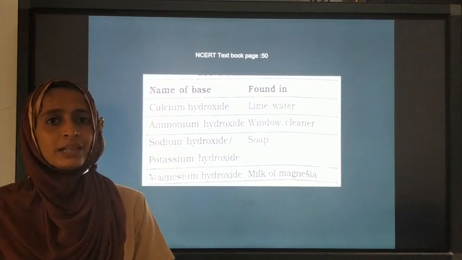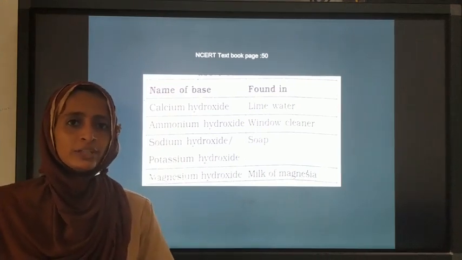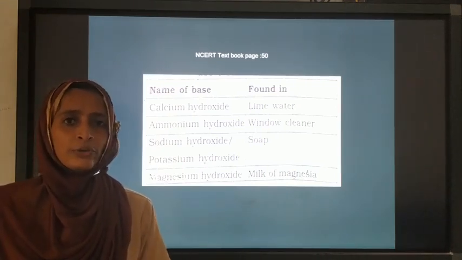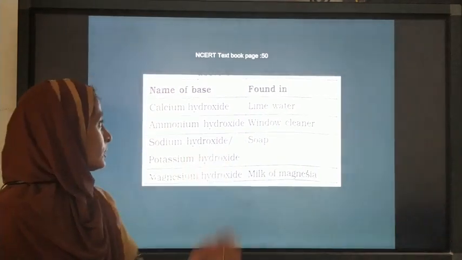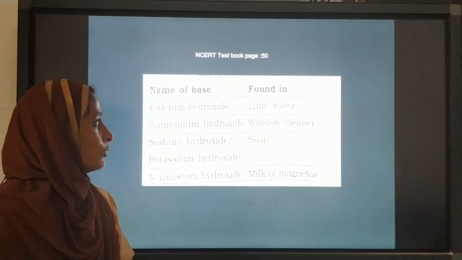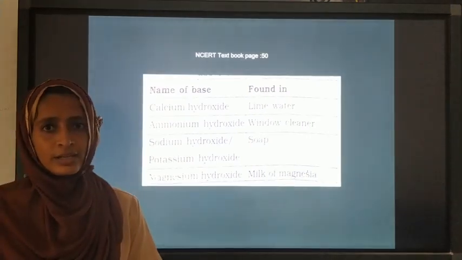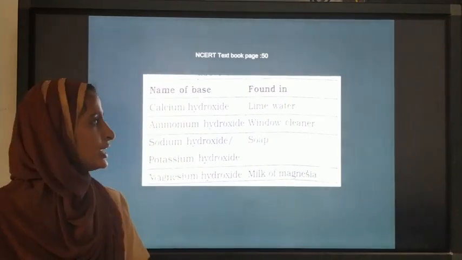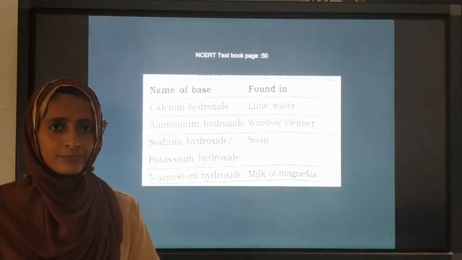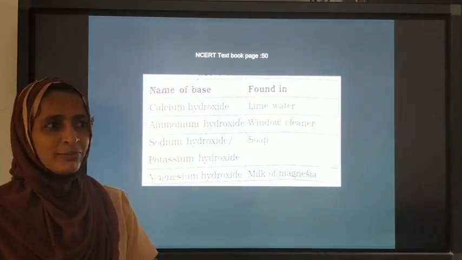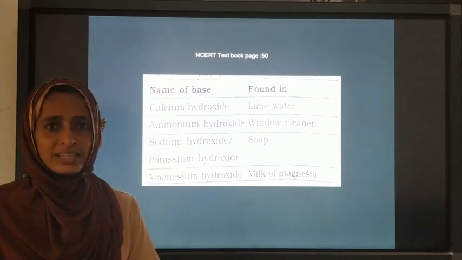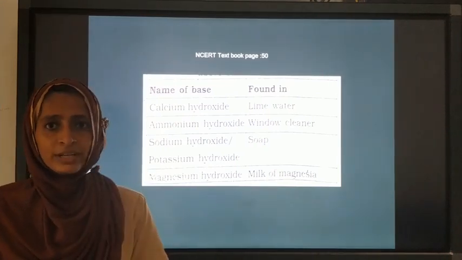How can we prepare lime water? A video of it is also attached to your online platform. You may go through it. Okay, then coming to ammonium hydroxide. It is another base which is present in window cleaner. Window cleaner contains a base called ammonium hydroxide. You may notice that when you apply this window cleaner, there is a particular smell.